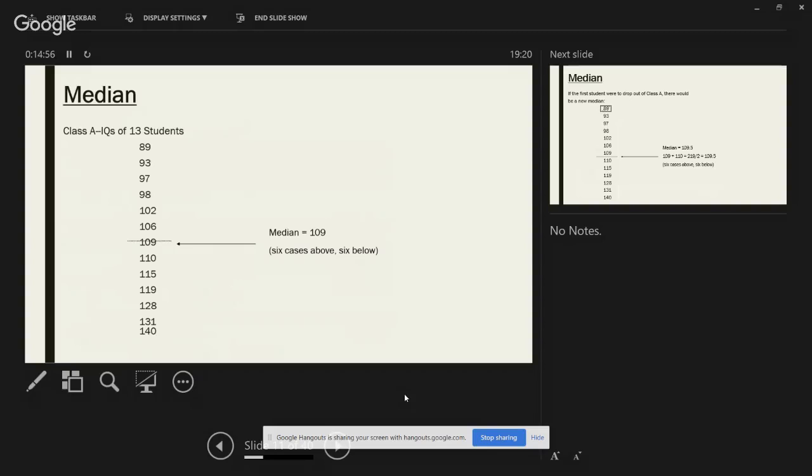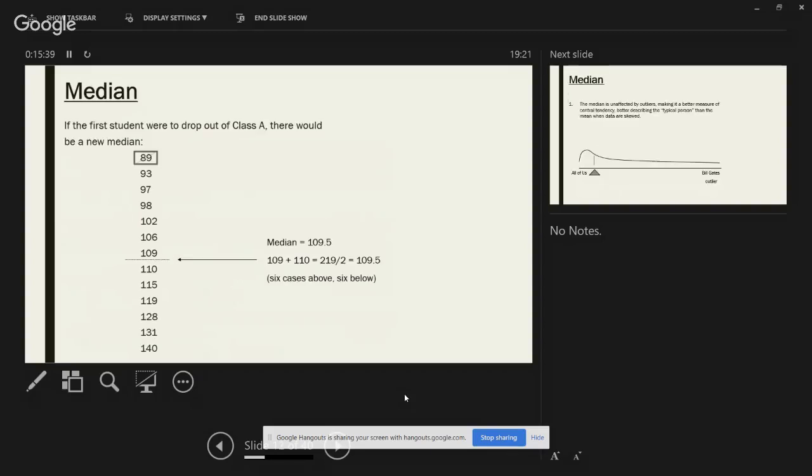So the first step while calculating the median is to arrange all the values in ascending order. That is precisely what I have done here. The IQs of different students were randomly placed. Now we have put them in increasing order. And now, since there are 13 students, which is an odd number, we can simply say that 109 is the median here, because before 109 there are six values, and after 109 there are six values. So 109 is the middle value here. This is pretty easy to calculate.